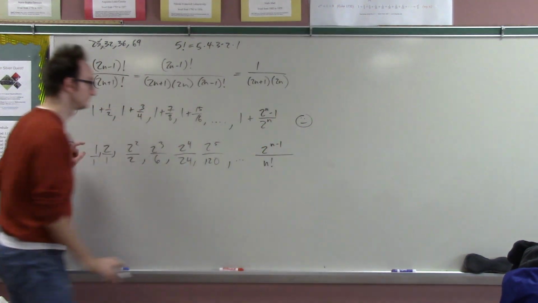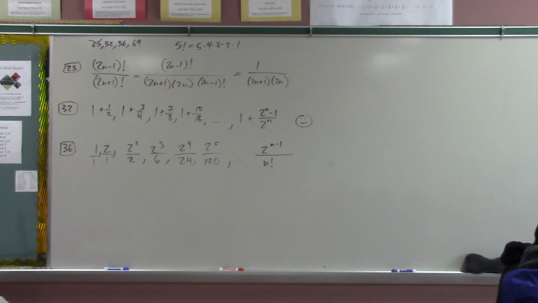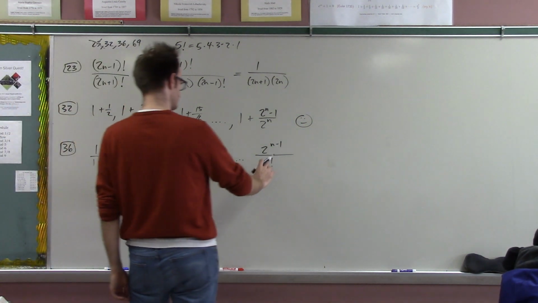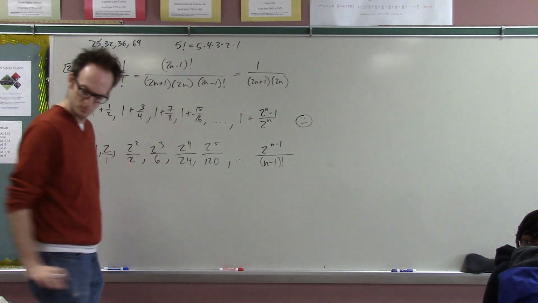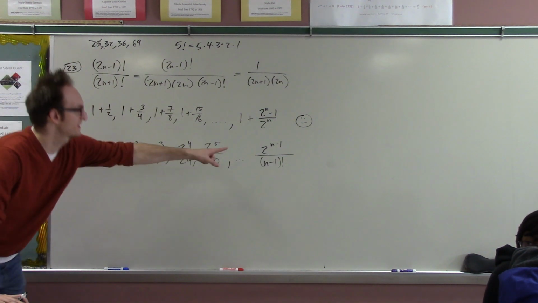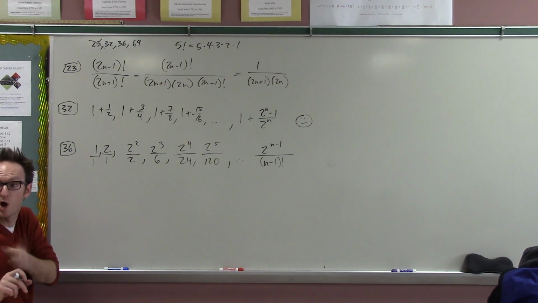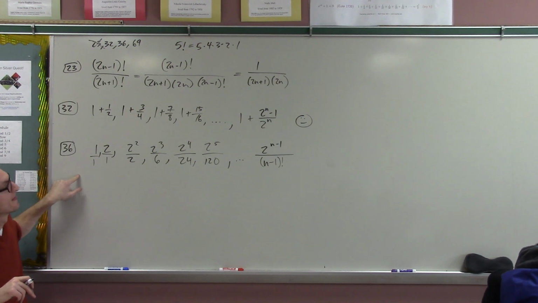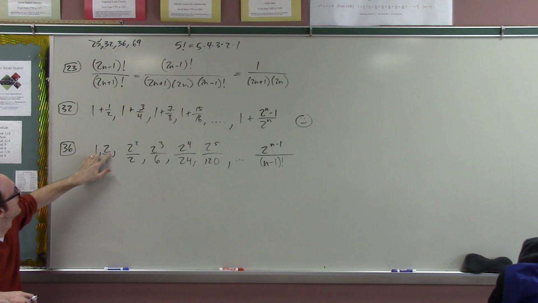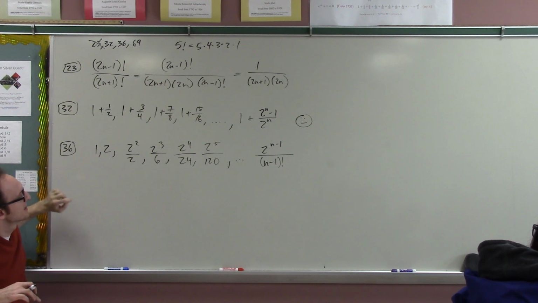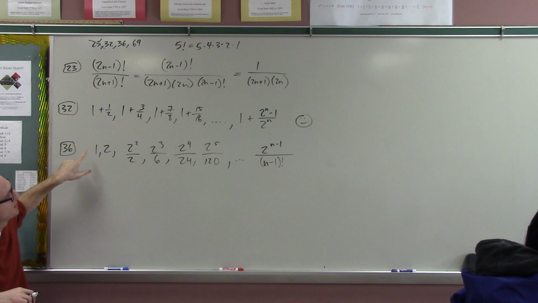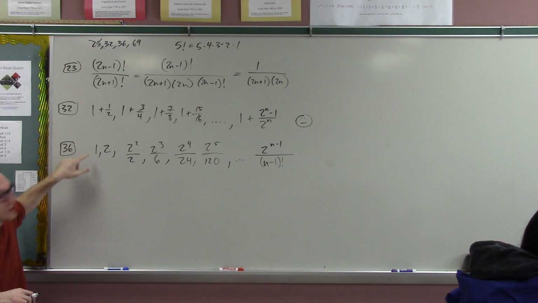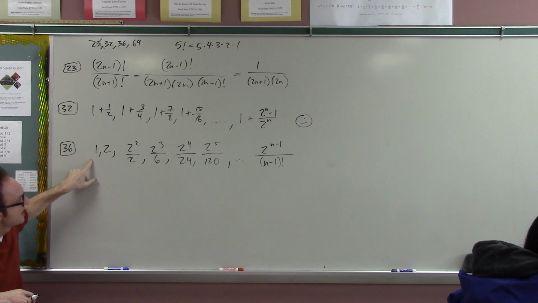I think that's right. N minus 1 over n factorial. It starts at 1. I think that's the right pattern, because if you start counting with 1, then the first number in the list, 0 factorial, is 1. 0 factorial is 1. More on that later. But if you plug in 1 for n, then you get 2 to the 0 over 1. So it's just 1. Okay. If you plug in 1 for n, now you get.